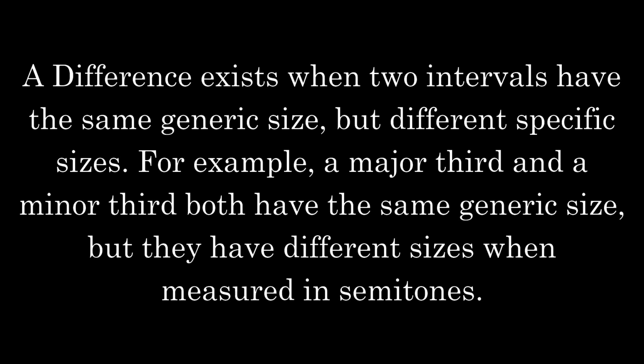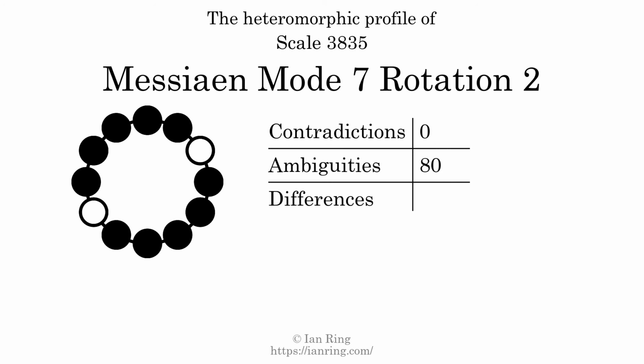A difference exists when 2 intervals have the same generic size, but different specific sizes. For example, a major third and a minor third both have the same generic size, but they have different sizes when measured in semitones. The number of differences in this scale is 160.